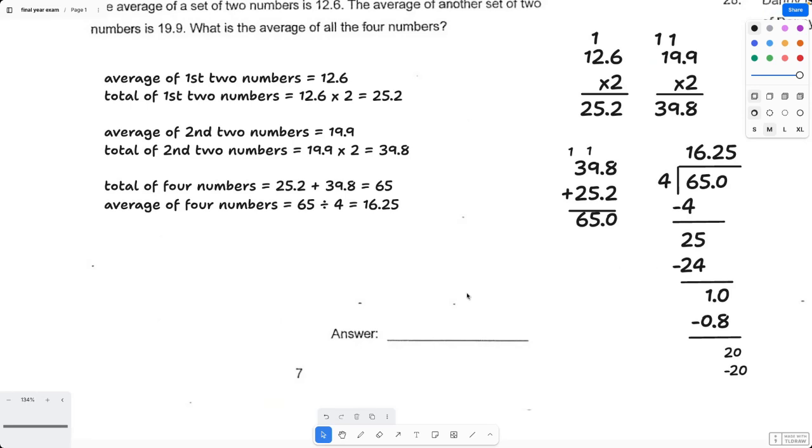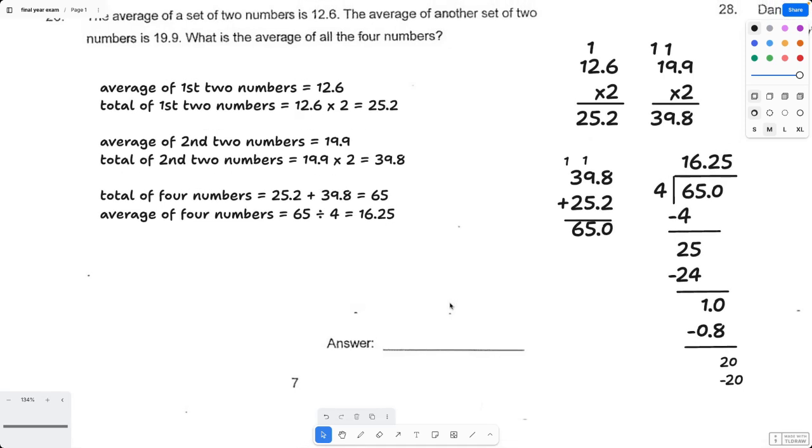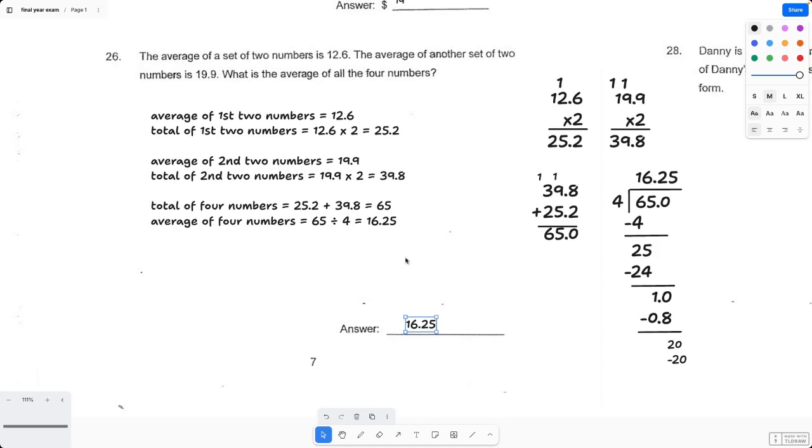So the average number to this is 16.25. Right, so the answer to this is 16.25 in this case over here. Alrighty, let's move on.